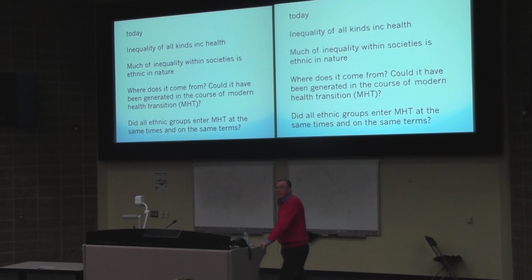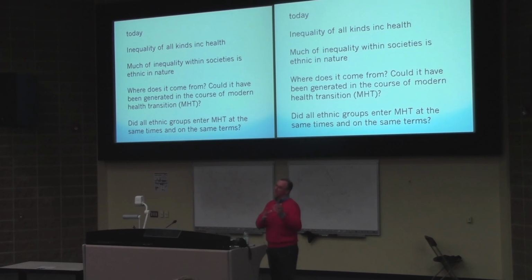And we know that in many societies, inequality has ethnic dimensions. There's ethnic stratification within many, many societies, and this matters a lot. So that's the dimension I'm going to look for. And in particular, I'm going to ask, where did it come from?